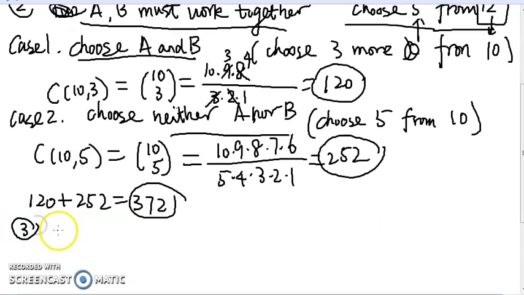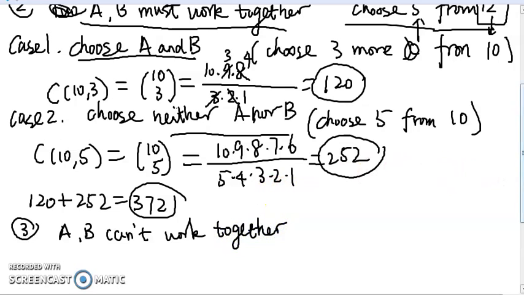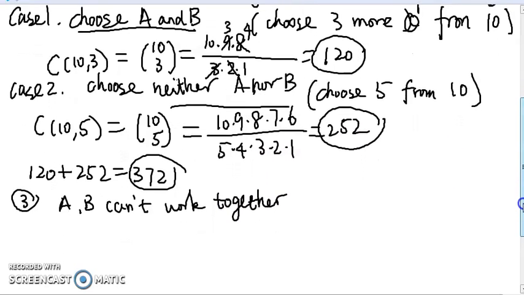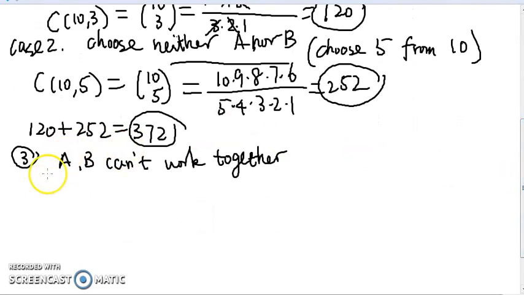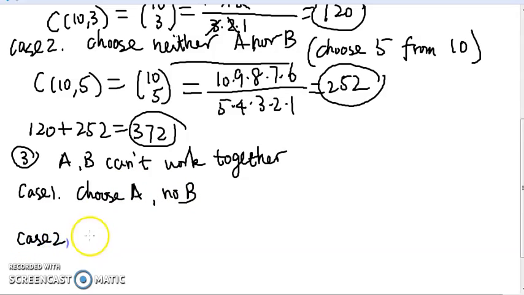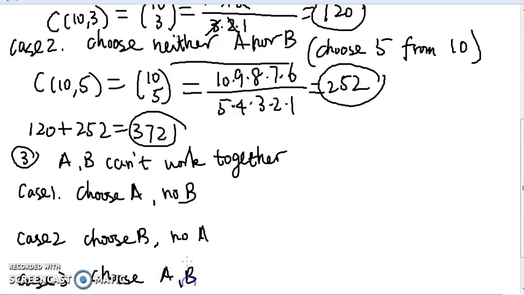The next question: A and B cannot work together. Which means if you choose A, then you cannot choose B. If you choose B, you cannot choose A. Or you don't have to choose any of them; you choose neither. So in this case, we have 3 cases. Case 1, choose A, then no B. Case 2, choose B, but no A. And case 3, choose neither, no A, no B, because they cannot work together.